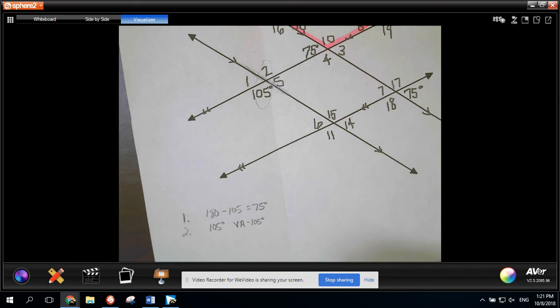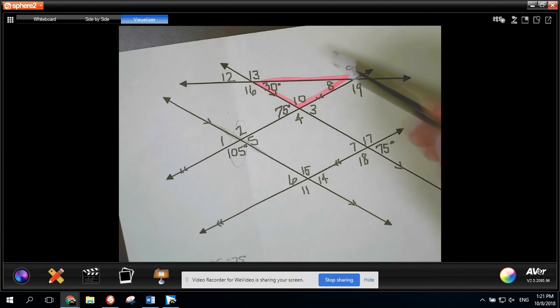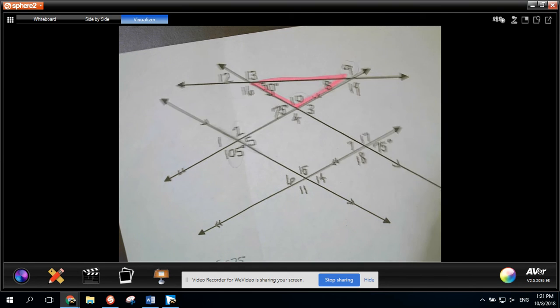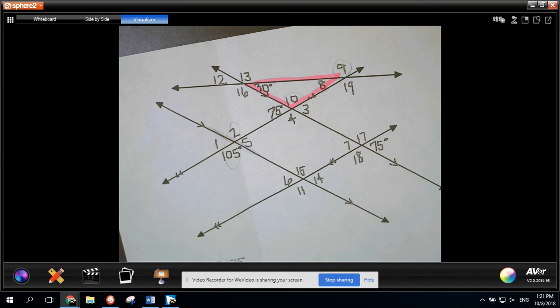Like I said, don't forget I did highlight this triangle for you too. You're going to need that in order to figure out angle 10, 8, and eventually 9 as well. So just a couple of tips there for the homework tonight. I hope that helps. If you have any questions, please make sure that you stop in the morning.